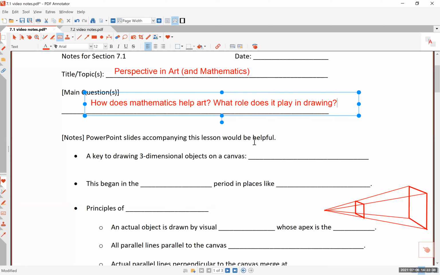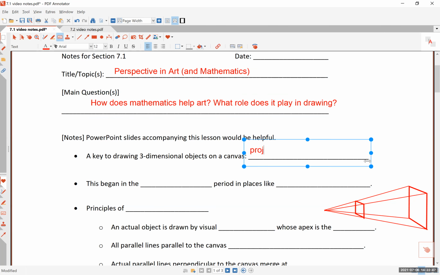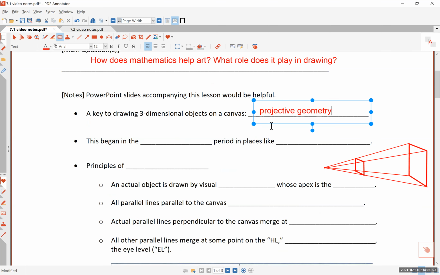A key to drawing three-dimensional, well, this is not principle 1. A key to drawing three-dimensional objects on the canvas is this thing called projective geometry. All right, and so one branch of mathematics is geometry, but geometry can be subcategorized. And one area is called projective geometry. Another is transformational geometry. And both of these have a lot to do with today's art and computer art in particular. Now, the Greeks had some ideas of perspective, but the real serious study of perspective began in the Renaissance.